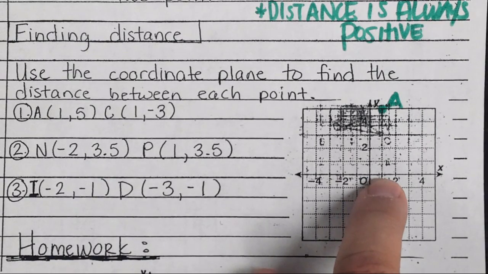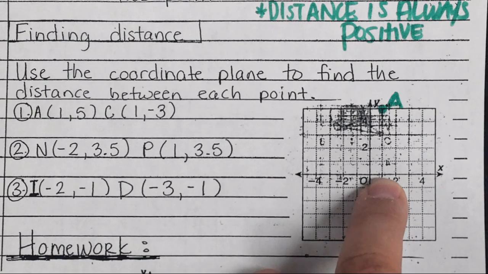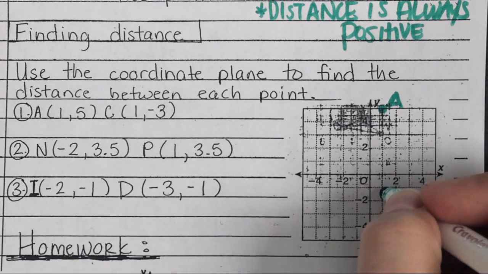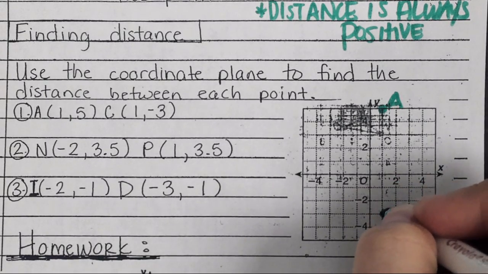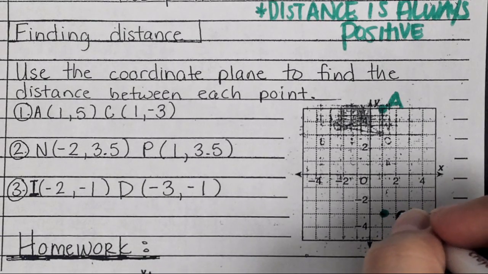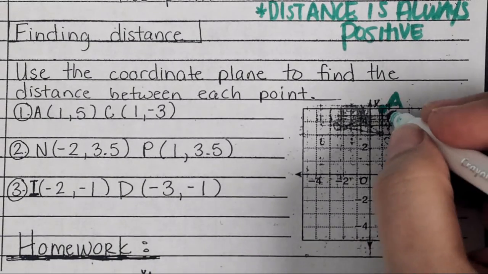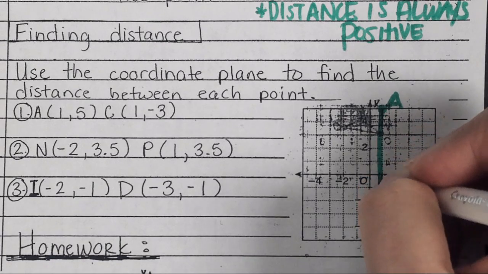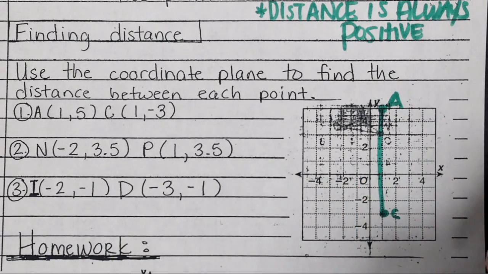Okay? So now let's look at C. We've got positive 1. So we go to the right. And the negative 3, do we go up or down? Down. So we're going to go 1, 2, 3. And that is C. So the line we're looking at counting is all the way through here.